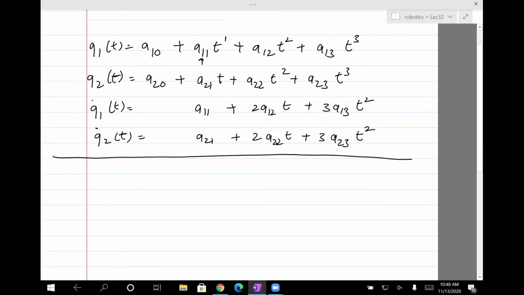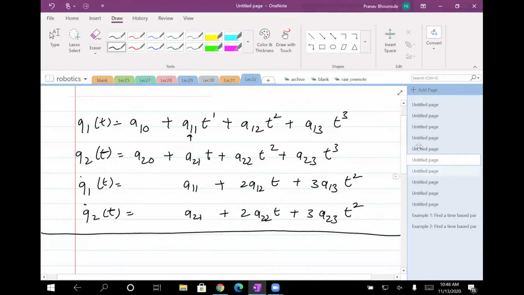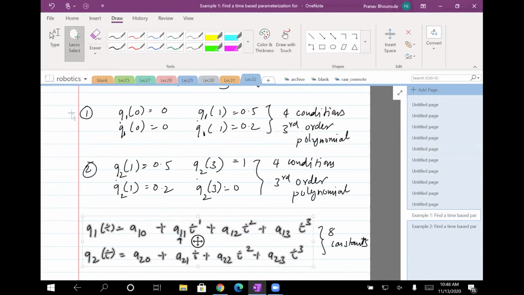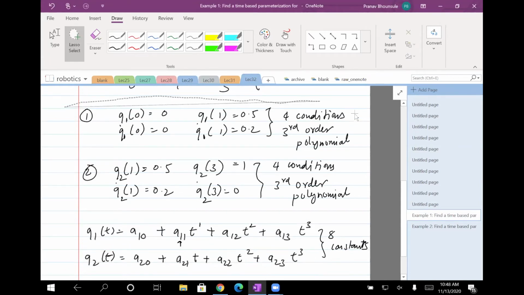So I'm going to just go through this and write them down. Let me just maybe copy the conditions here, so it makes it much easier to show it to you. So copy this.